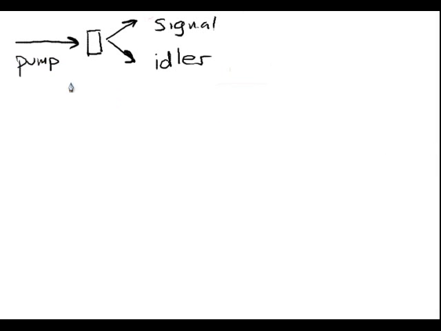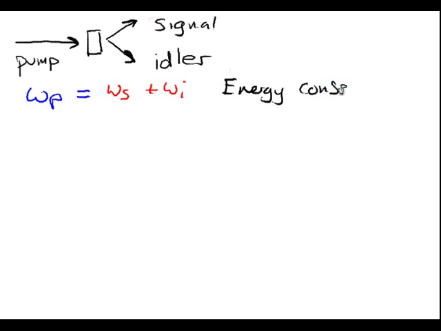So we've talked about it in the lab, but we should remember that energy is conserved. So we can say the frequency of the pump photon is equal to the frequency of the signal photon plus the frequency of the idler photon. And so that's just a statement of energy conservation, which means that when we put in an ultraviolet photon, we get out two infrared photons with longer wavelengths.